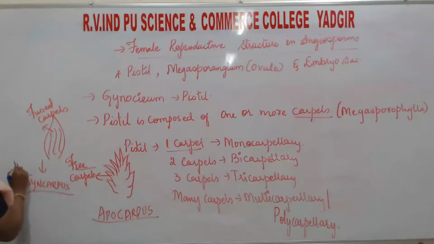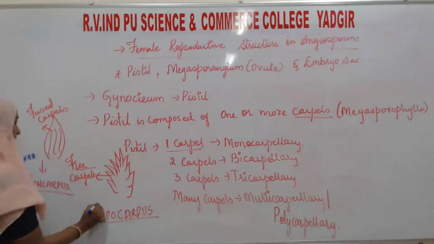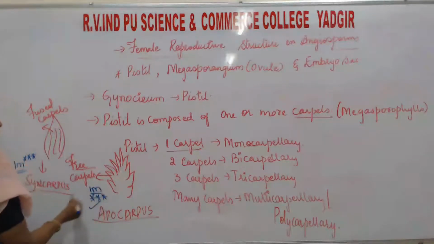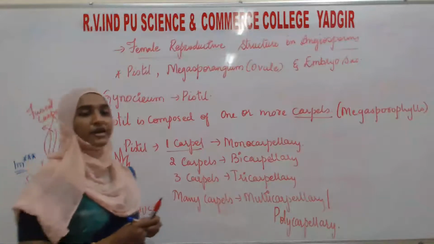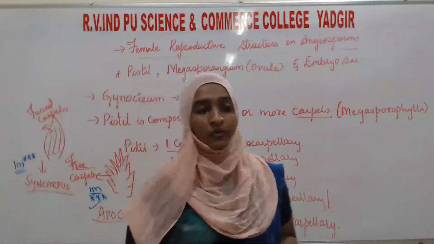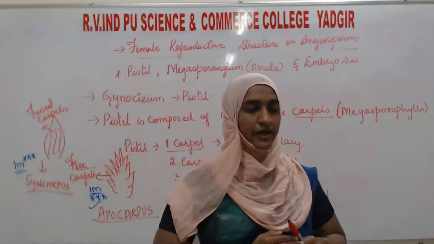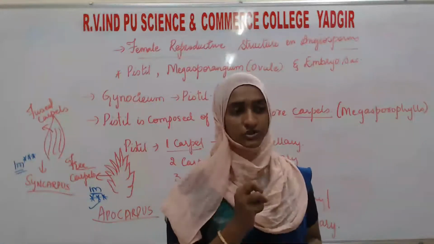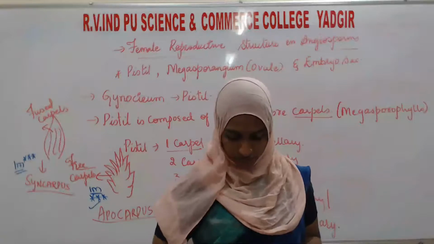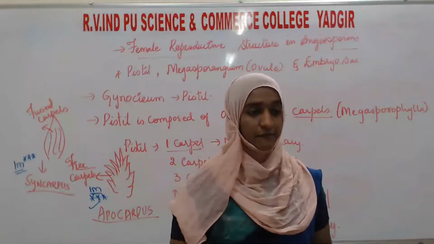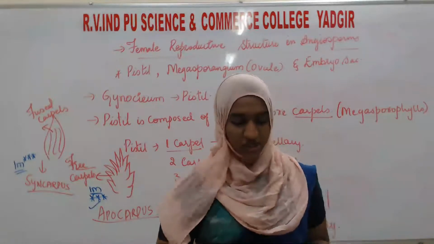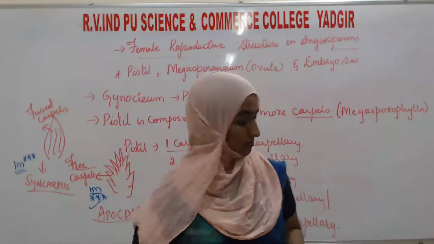Apocarpous and syncarpous are very important; they will be asked as a 1 mark question. What do you mean by apocarpous? Where the carpels are freely arranged. And what do you mean by syncarpous? Where the carpels are arranged in a fused form. The next here, each carpel or gynoecium.